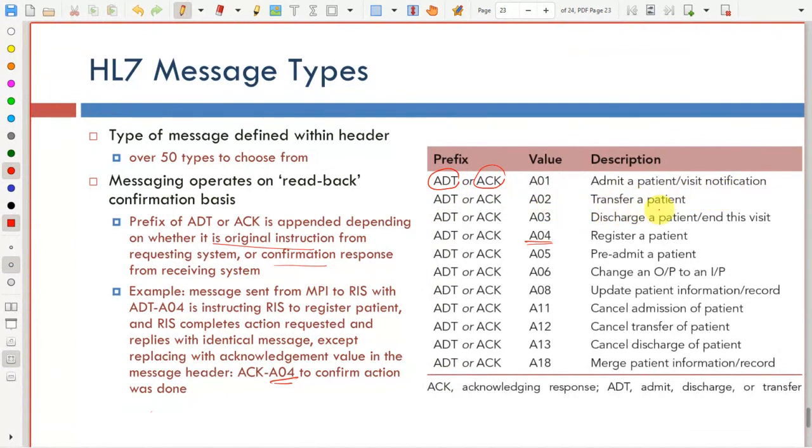A02 means transfer a patient. A03 discharge. A04 register, pre-admit. So basically, you have different messaging, and you have also very similar messages that actually cancel the other ones. Okay. So basically, if you have a message that was sent earlier with patient transfer, you can actually cancel it if you add 1 here instead of 0. Okay. Same message, if you add 1, then it means that you're canceling that information.